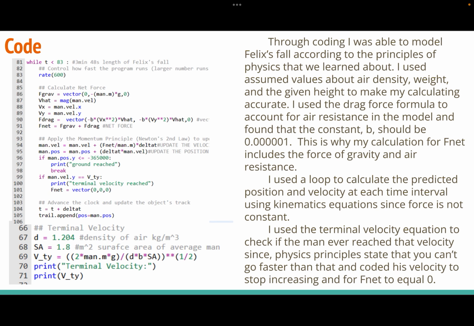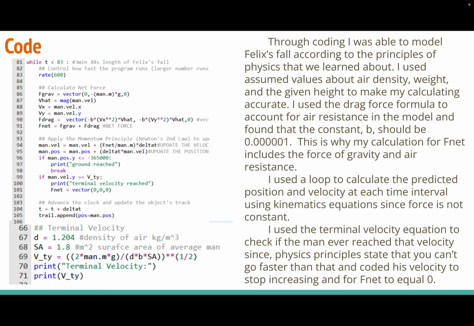Through coding, I was able to model Felix's fall according to the principles of physics that we learned about. I used assumed values about air density, weight, and the given height to make my calculations accurate. I used the drag force formula to account for air resistance in the model and found that the constant B should be 0.000001. This is why my calculation for F net includes the force of gravity and air resistance.